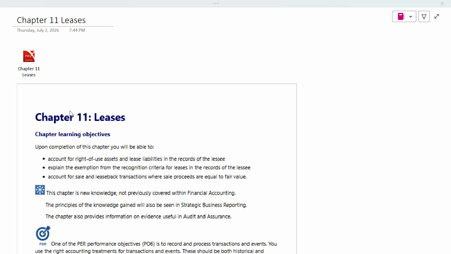Any idea about the leasing? Yes. Tell me. It's a rent-like agreement between the tenant and the owner of the assets. Is that right? Yeah, it is.